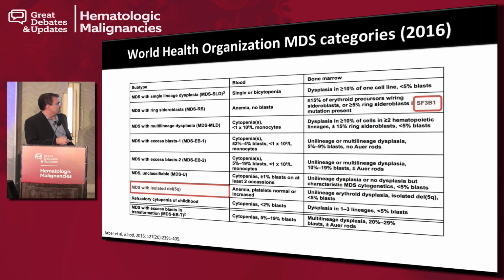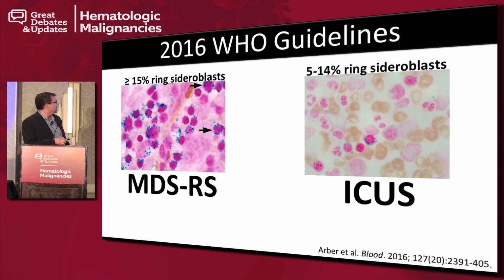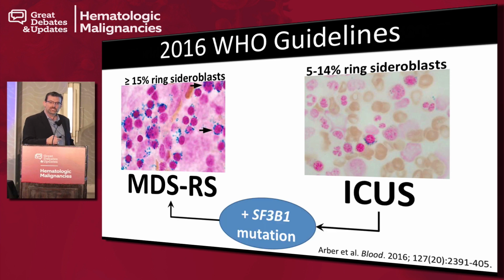And when you have mutations in SF3B1, this can also be diagnostic. And I'll show you that scenario. In the past, you needed more than 15% ring sideroblasts to define MDS with RS. But if you had less than that, then you would say the patient had idiopathic cytopenias of undetermined significance if they didn't have any other MDS defining criteria. Now you can sequence that patient for mutations, and if you find a typical mutation in SF3B1, then you can get away with as few as 5% ring sideroblasts.